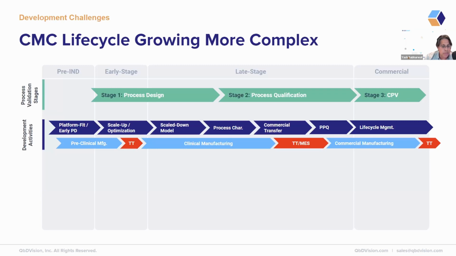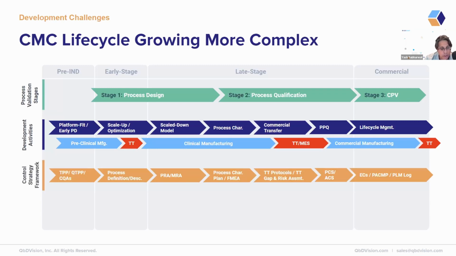And of course, you're supposed to be developing a control strategy framework alongside and in alignment with your development activities. But as we all know, it's very challenging to manage this control strategy framework development in alignment with your development activities. And there tends to be a lot of misalignment, and the control strategy framework is often developed in an ad hoc way, which then leads to additional challenges as you're doing all this work.